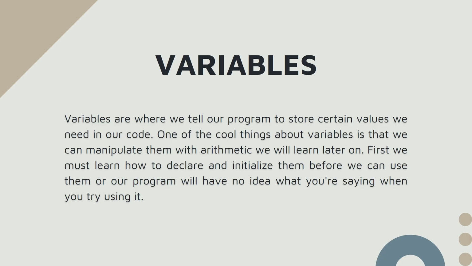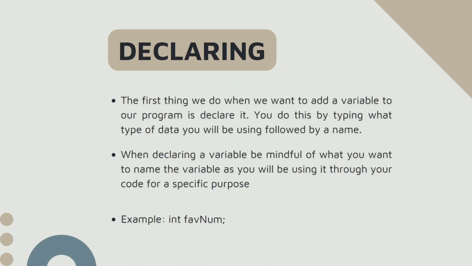First, we're going to talk about variables, and it's basically where we tell our program to store certain values we need in our code. One of the cool things about variables is that we can manipulate them with arithmetic we will learn later on. But first, we must learn how to declare and initialize them before we can use them. Our program will have no idea what we're saying if we're trying to just type in a random variable, I guess.